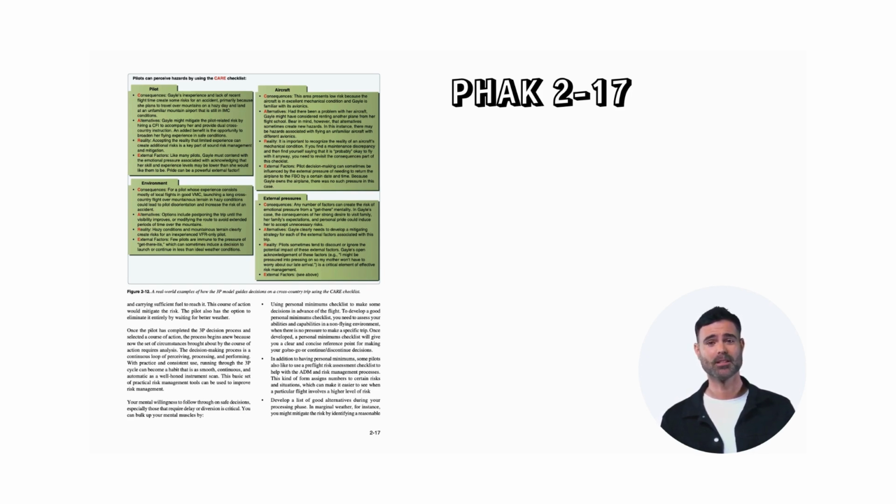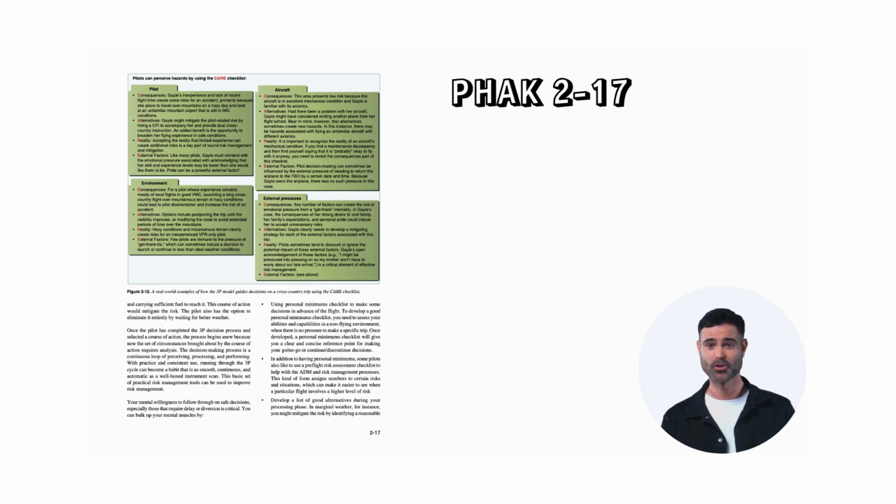or continue-discontinue decisions. In addition to having personal minimums, some pilots also like to use a pre-flight risk assessment checklist to help with the ADM and risk management processes. This kind of form assigns numbers to certain risks and situations, which can make it easier to see when a particular flight involves a higher level of risk.